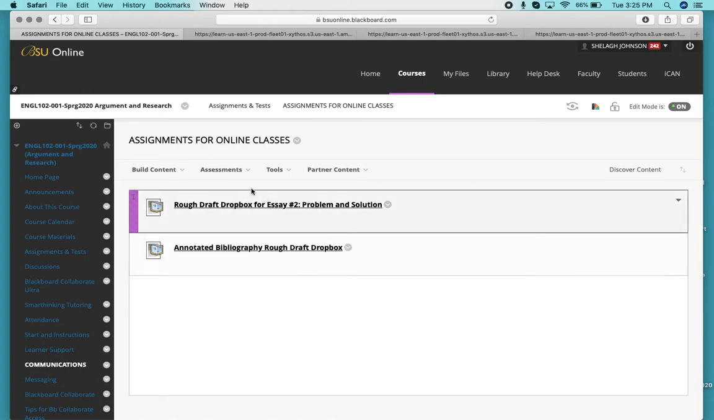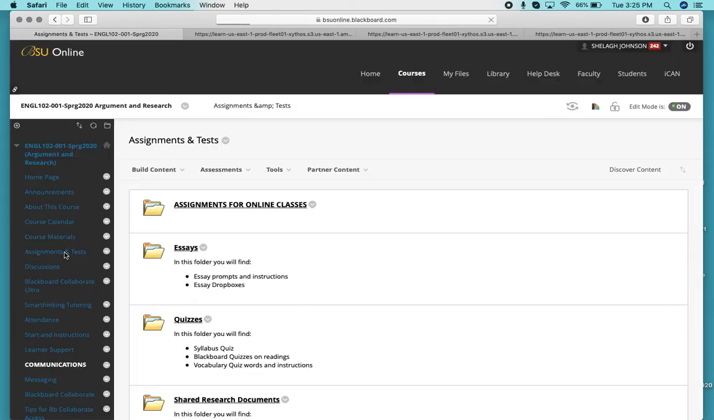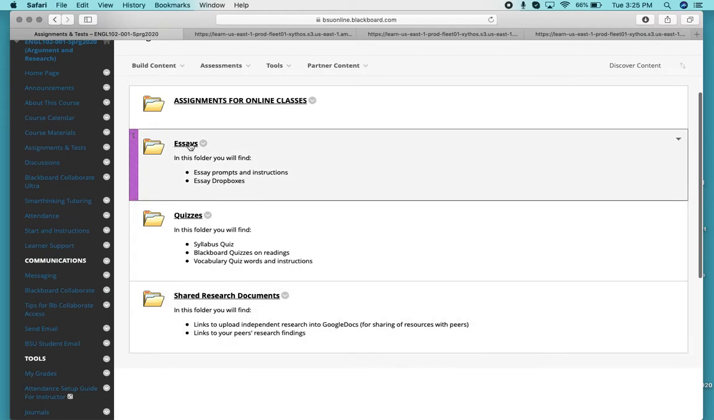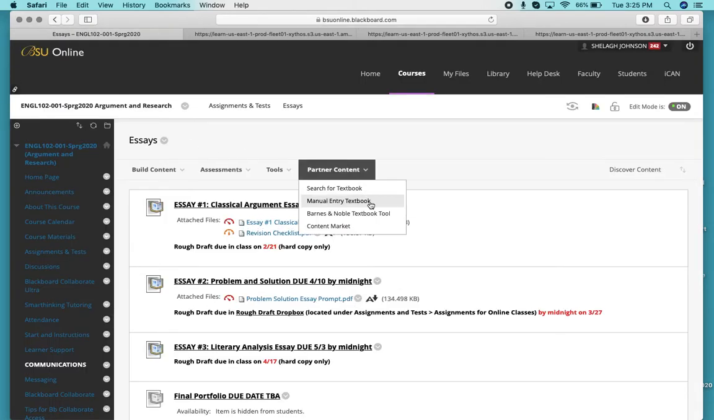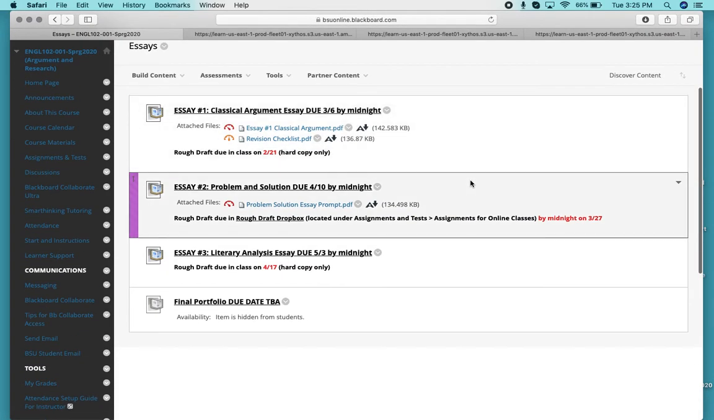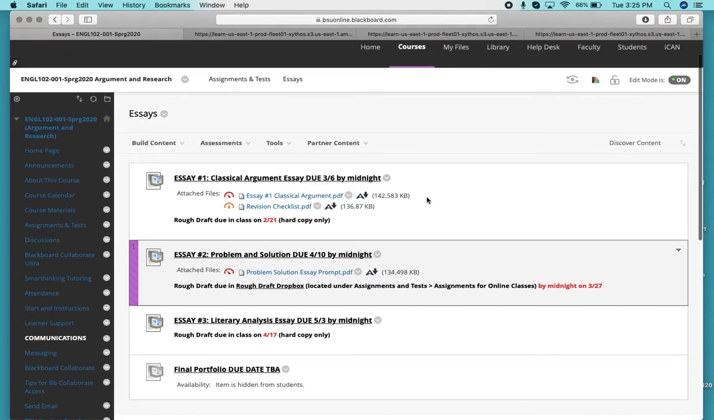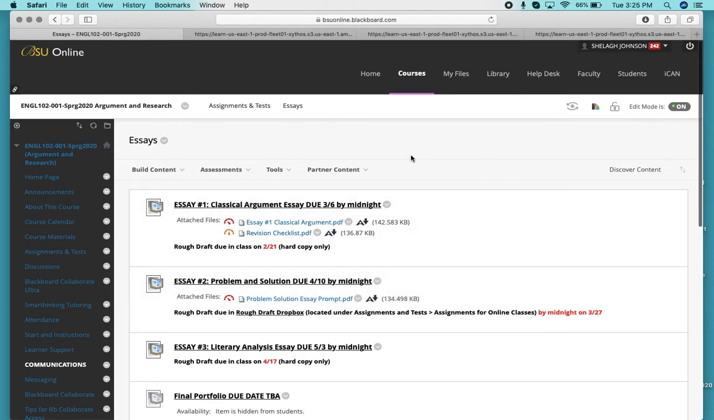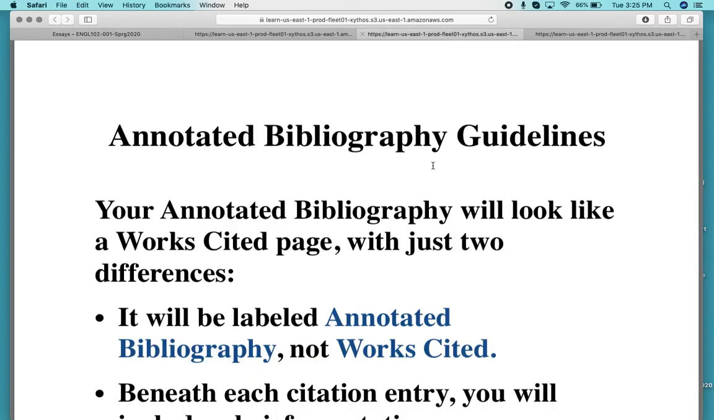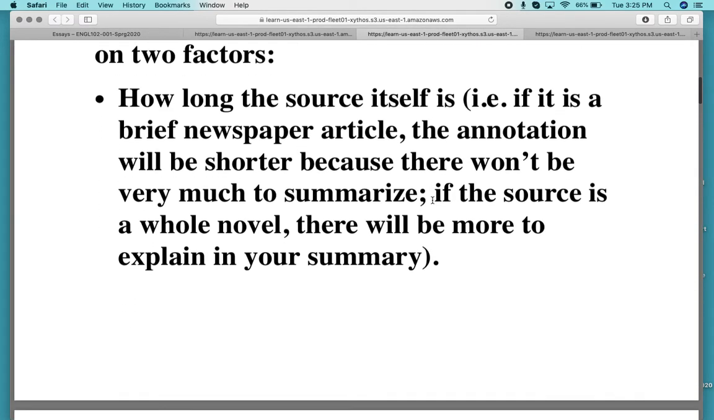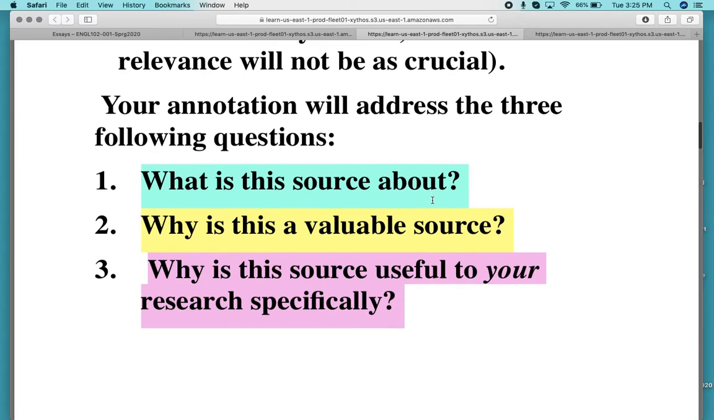They are two separate Dropboxes. They are in this Assignments for Online Classes folder. The final draft Dropbox is where it always was. I didn't change any Dropboxes, but the new ones that I've added are in that new folder. Okay. So then the annotated bibliography, all of this is on Blackboard, of course.